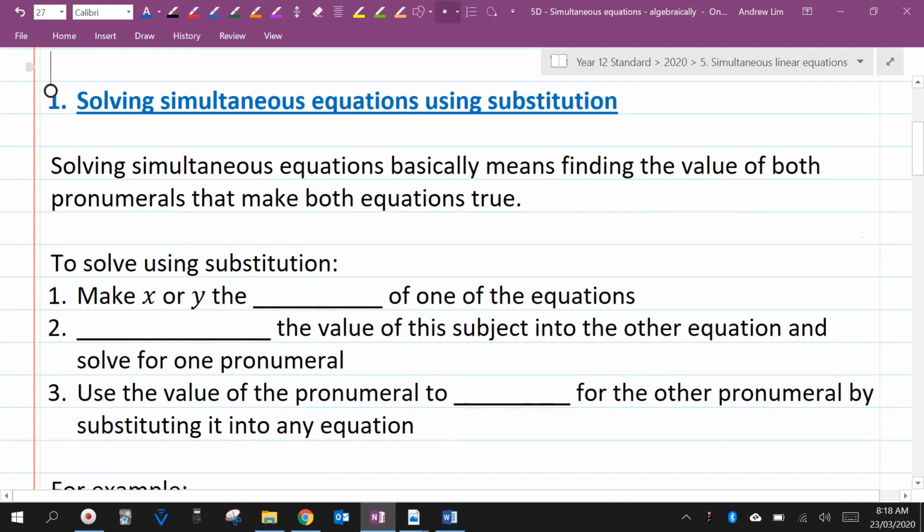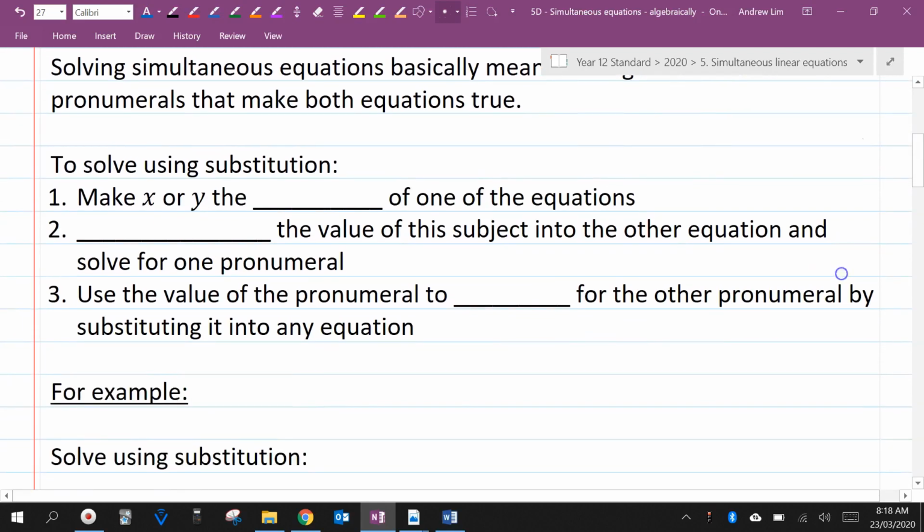So to solve by using substitution, we're going to make x or y the subject of one of the equations, if there aren't already any. We are then going to substitute the value of the subject into the other equation and solve for one polynomial. Then we'll use the value of the polynomial to solve for the other polynomial by substituting it into any equation.